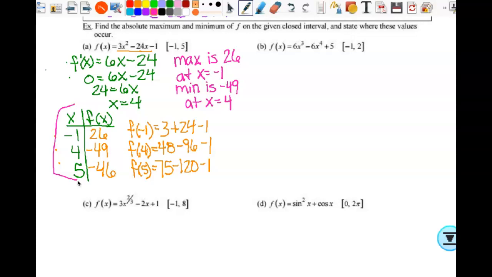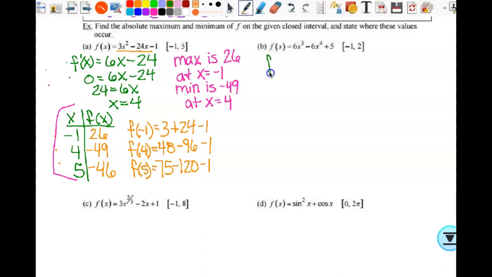We okay with that? And we're going to apply the candidates test to certain things that we do. It's not that difficult. It's not that big of a deal. We just got to make sure that we remember to use the endpoints and all of the zeros from the derivative. Okay? What questions you got? Okay. So let's look at B.